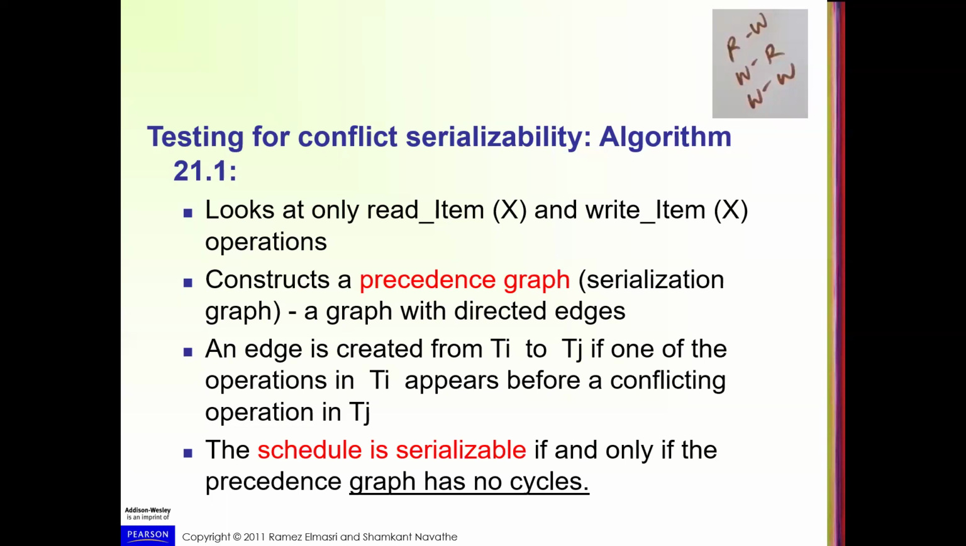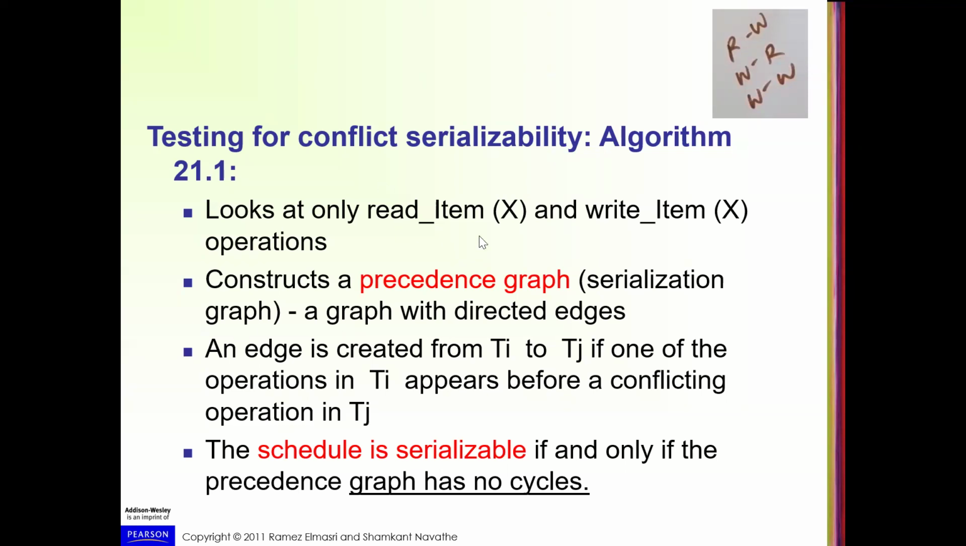Another way to test conflict serializability is to make use of an algorithm. This algorithm creates a precedence graph, and the graph is checked for cycles. If there is no cycle, then only the schedule is considered to be serializable. If there is a cycle formed between the two nodes, then it is not considered conflict serializable. Now let's see how it works.